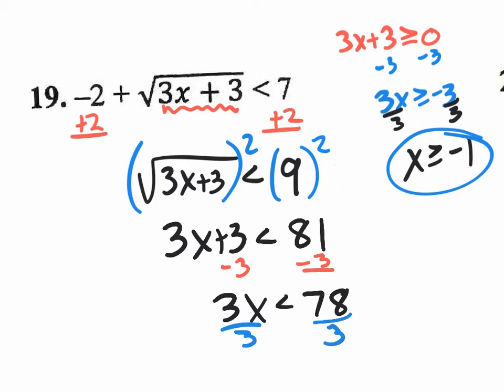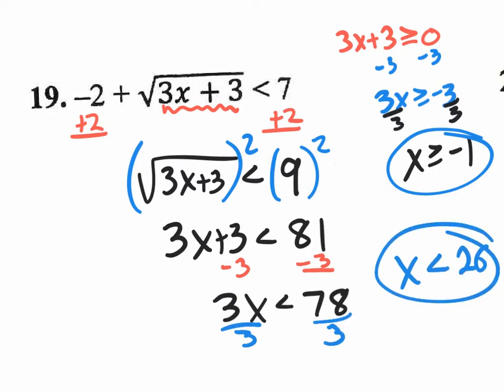I don't know what 78 divided by 3 is. 26? Thank you. So x is less than 26. So we have our two answers, and we need to think about those answers, and we need to test those answers. Now, since they are inequalities, we're talking about an area of answers.